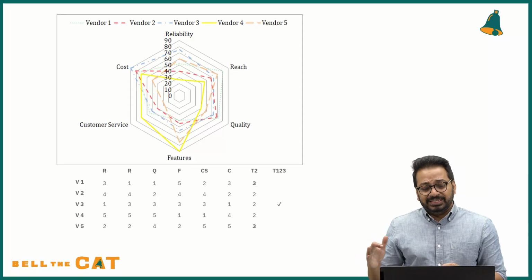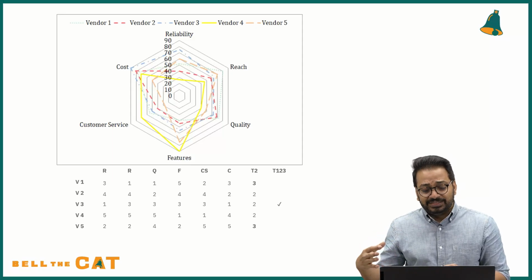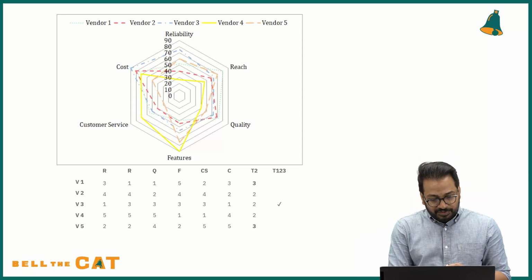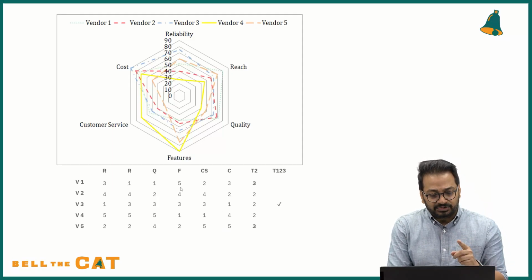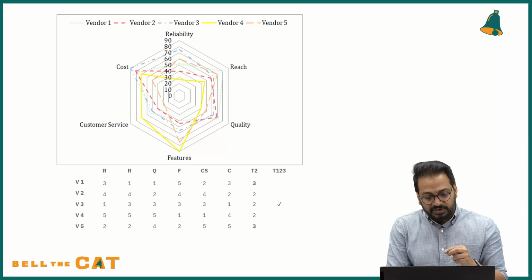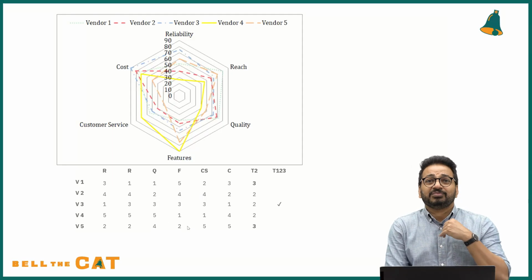The next question asks for the maximum number of ranks in the top 3. What about vendor 3? 1, 2, 3, 4, 5 and 6. All ranks are in the top 3. Everybody else has at least 1 rank outside the top 3. V1 has 1 rank outside top 3. V2 has a rank outside top 3. V4 has a rank outside top 3. V5 also has a rank outside top 3. So the maximum number of top 3s is vendor 3.